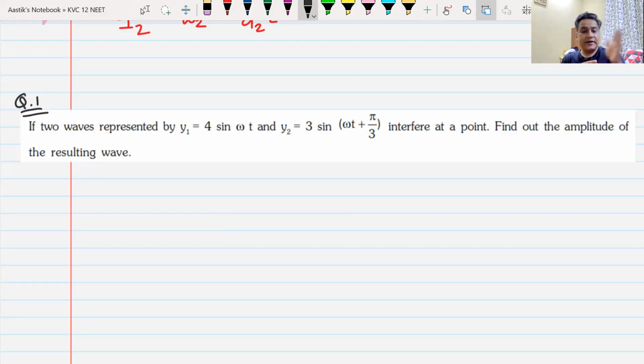Two waves are represented by y1 is 4 sine omega t, y2 is 3 sine omega t plus pi by 3. Pi by 3 means 60 degrees. They interfere at a point. Find the amplitude of the resultant wave. You have 2 minutes to solve this.